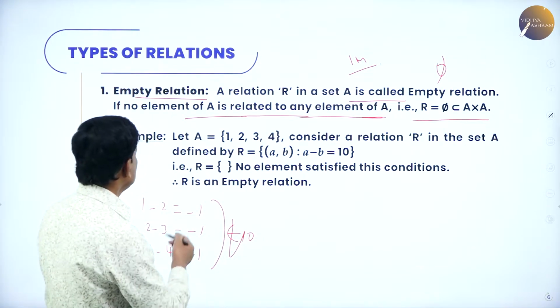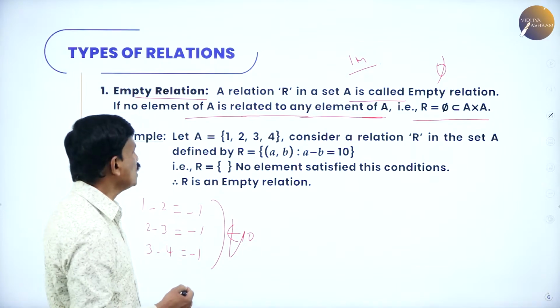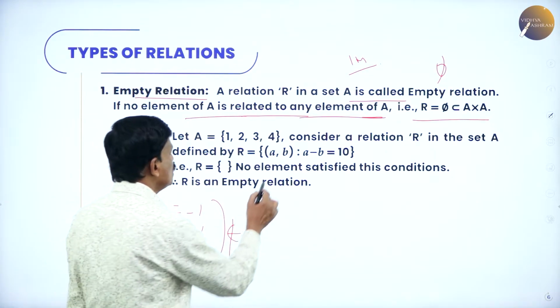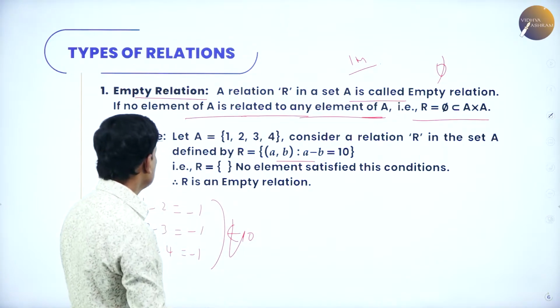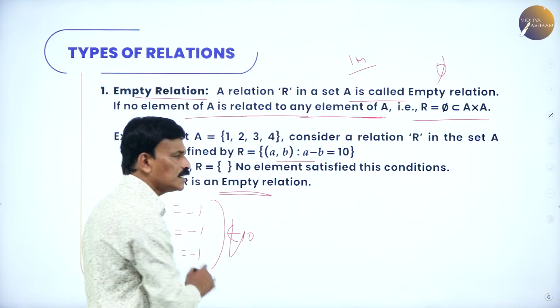So, that means here R is a null set. No element satisfies the given condition that a minus b is equal to 10. So, that means R is an example of an empty relation.